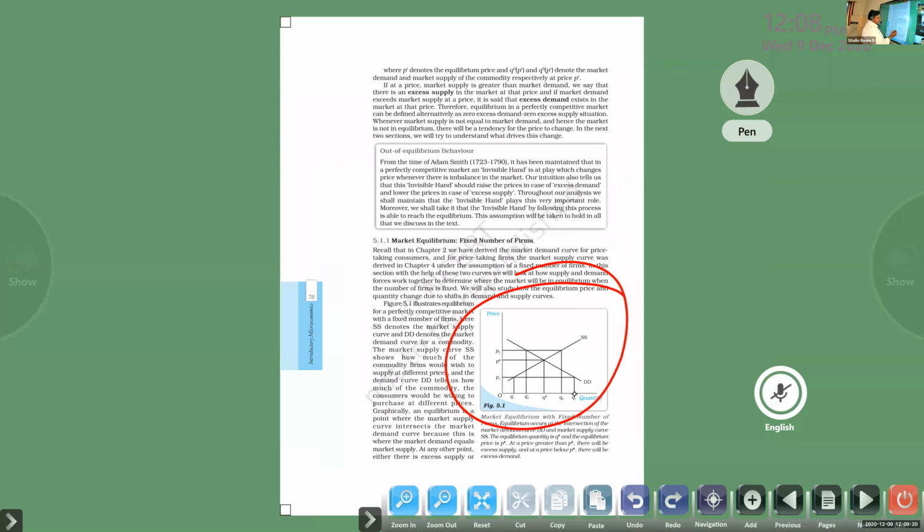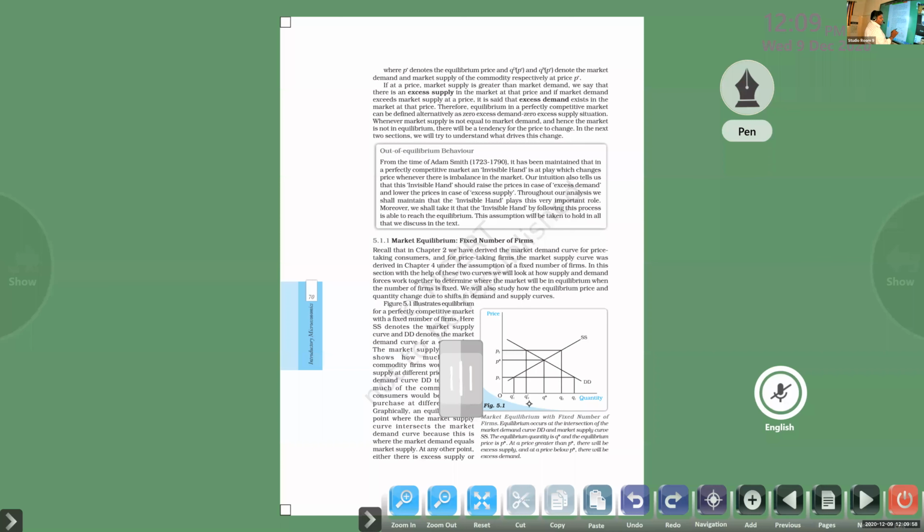Clear or not? Lesser the price, more the quantity demanded, but lesser the supply. Price is low, supply also low. Clear or not? Next case, study here. Price increased to P2, then the quantity demanded reduced from Q1 to Q2, because price increased. Then what happened? Supply increased from Q1 dash to Q2 dash. Price increased, so supply also increased.